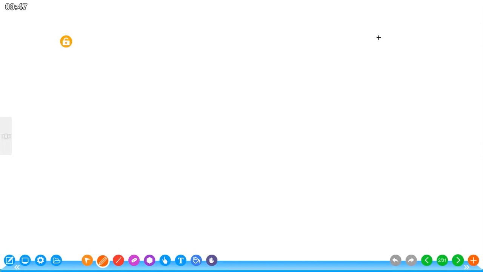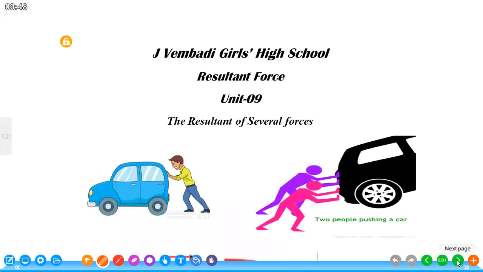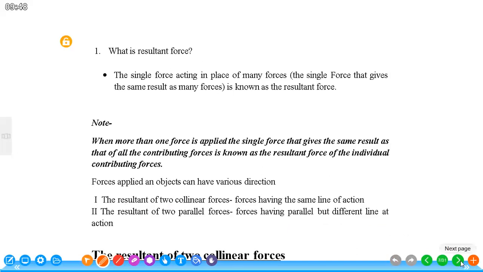Resultant force. First of all, we should know about the concept related with resultant force.